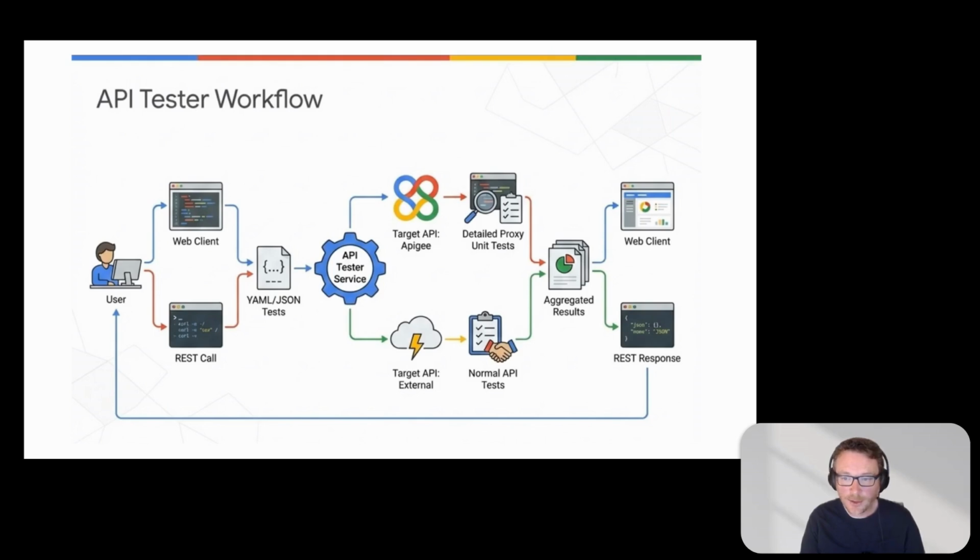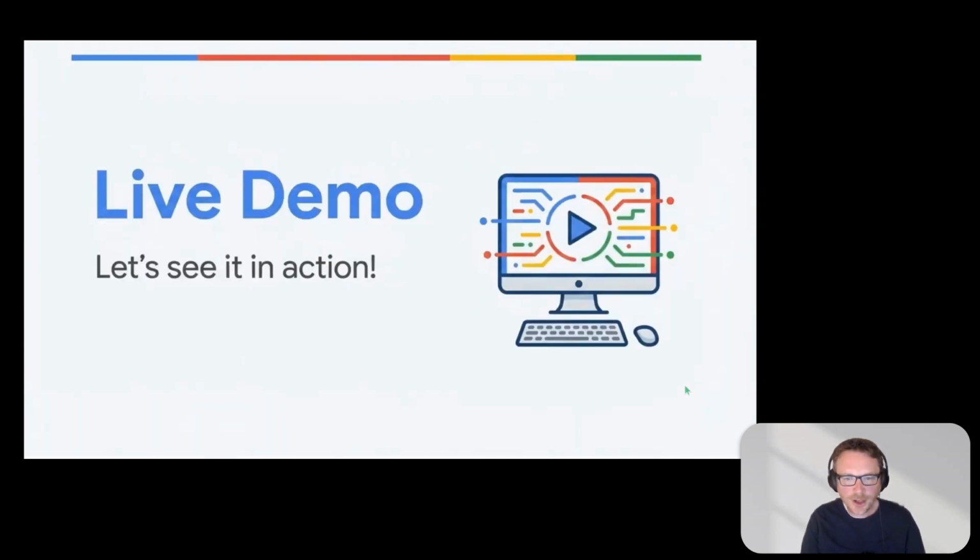Then, if they go to an Apigee endpoint, we can do the detailed proxy unit tests using the shared flow. And if they go to just a normal API endpoint that's not Apigee, we can just do normal API tests, right? So validating headers and response data and so on. All of the results are aggregated and then sent back to the client or to the REST caller. So let's jump into a live demo and see it in action.